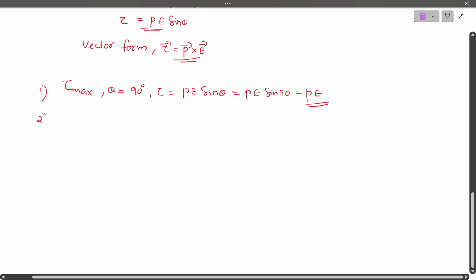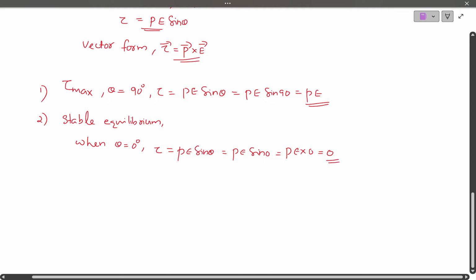Let's see the stable equilibrium condition. Stable equilibrium occurs when theta equals 0 degrees. Then use the same expression, tau equals PE sin theta. So PE sin 0 degrees. Sin 0 is 0. So PE cross 0 is 0. So when theta equals 0 degrees, torque is 0 and we can say that the dipole is in stable equilibrium.